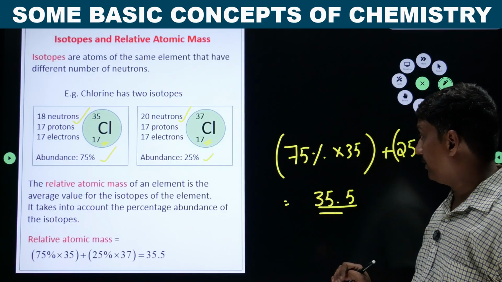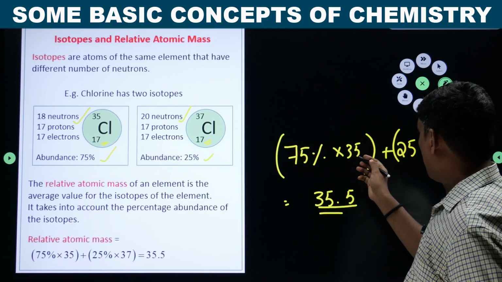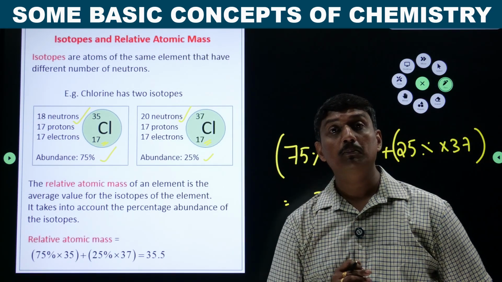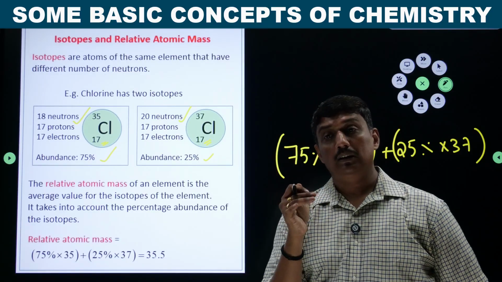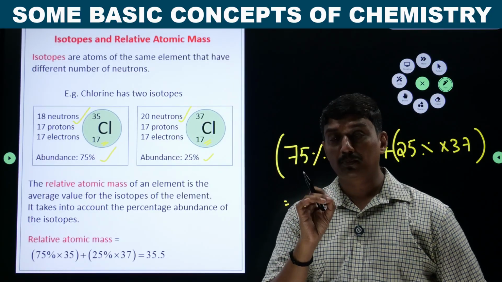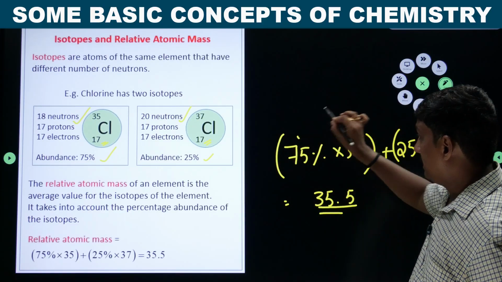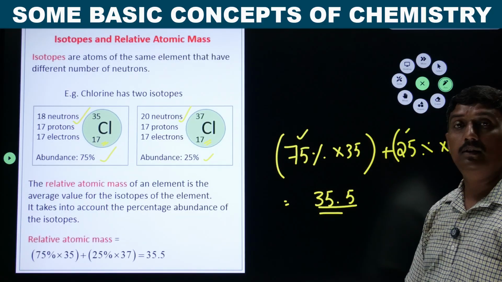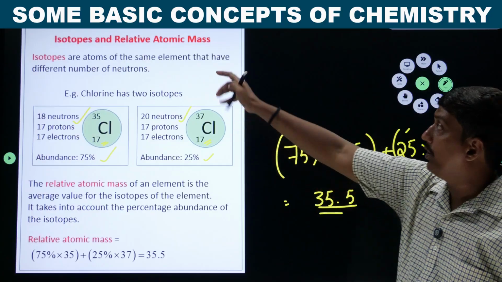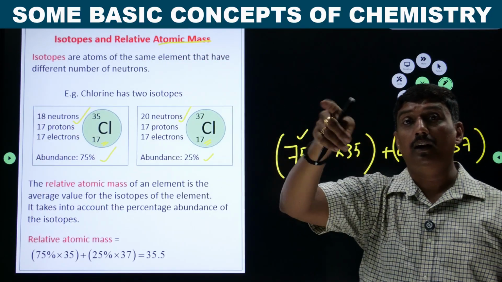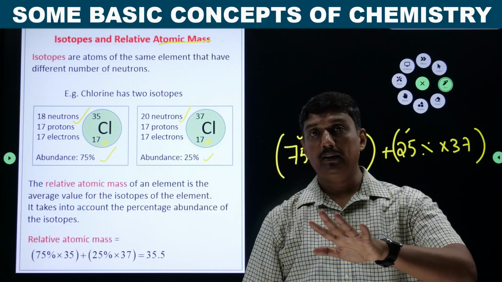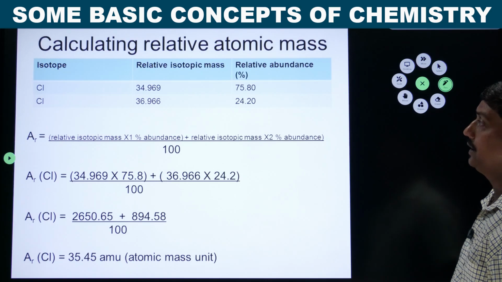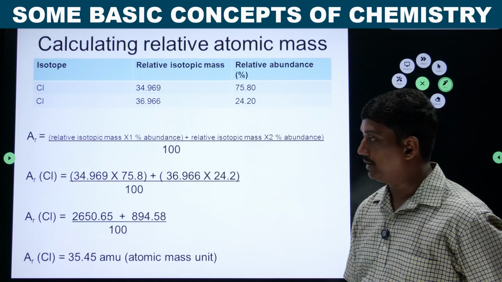Suppose you add 35 and 37 and divide by 2, it is not 35.5, it's a different number. So while considering its calculation, especially atomic mass, the abundance factor should be considered. That is called percentage abundance. So this is the meaning of atomic mass and mass number. I hope it is clear. Let us take another example. This is well explained.